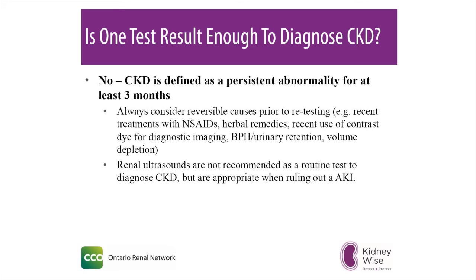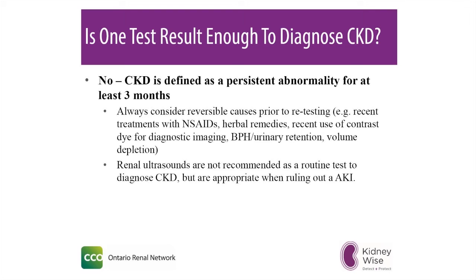If, however, the first urine ACR result or eGFR result is concerning to you, always consider reversible causes prior to retesting. For example, consider the following possibilities. Is the patient using over-the-counter NSAIDs or non-steroidal anti-inflammatory drugs that might be affecting the test results? Is the patient using a herbal remedy that might be affecting the test results? Has the patient recently gone for a diagnostic imaging test and the use of contrast dye has affected the patient's renal function? Has the patient recently suffered from a gastrointestinal illness resulting in vomiting and/or diarrhea that can affect these test results? And finally, does the patient have an enlarged prostate, causing them to suffer from urinary retention?